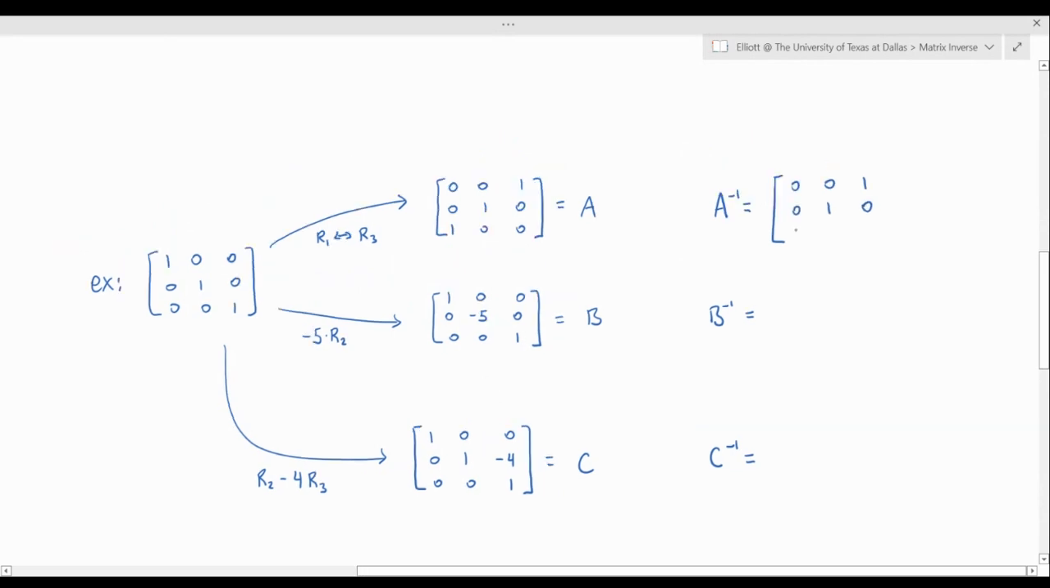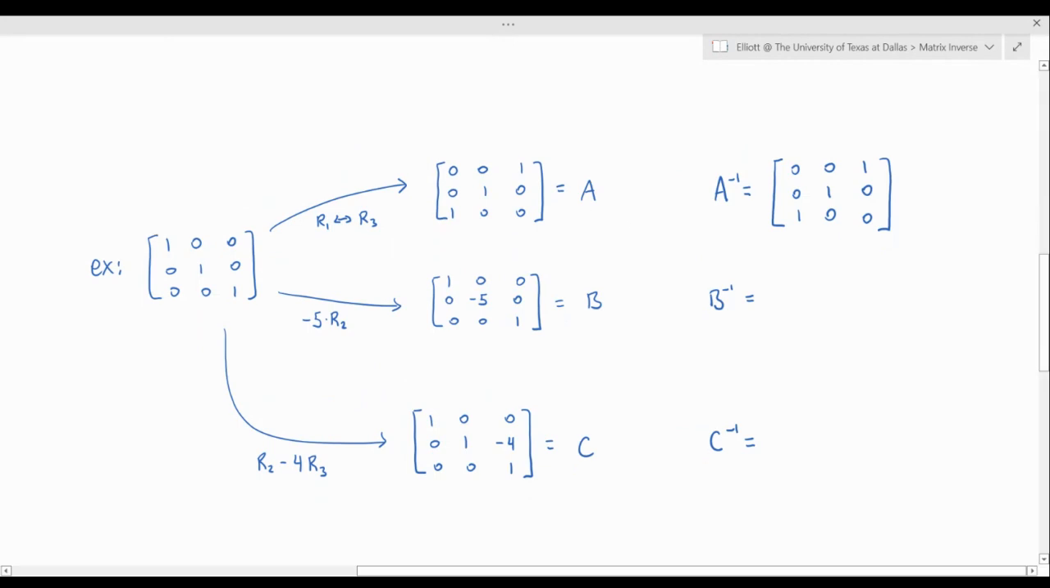So then here the idea is when you swap rows, to undo that, you just need to swap again. So the inverse of swapping rows is to swap rows again, and therefore the inverse of A would just be itself in this case. Okay.